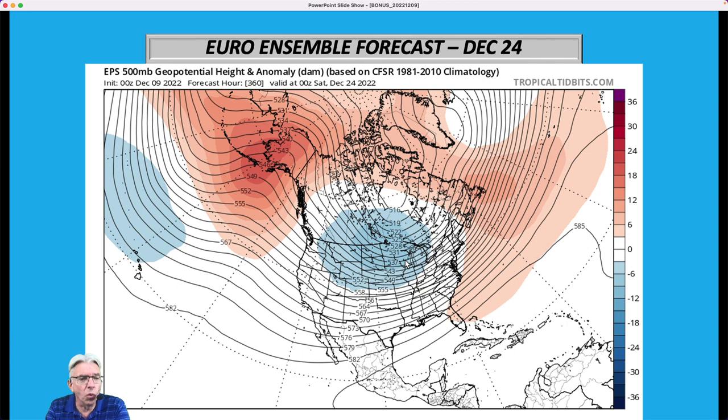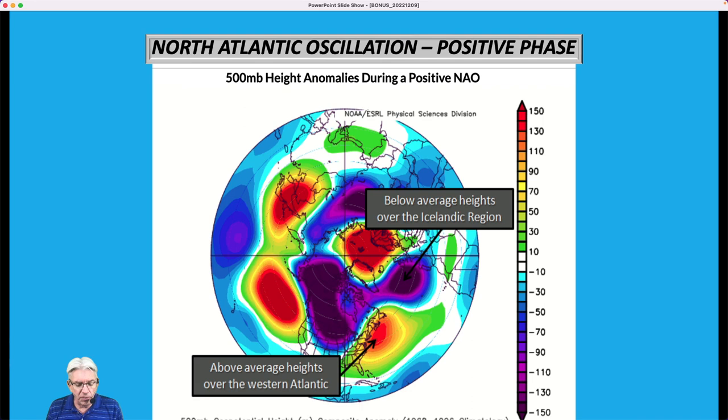All right, now let's go to the North Atlantic Oscillation, and this is the positive phase where, again, we have much below normal 500 millibar heights across much of Canada, and that usually correlates to above average 500 millibar heights across the eastern United States. So again, winter weather lovers do not like a positive NAO.